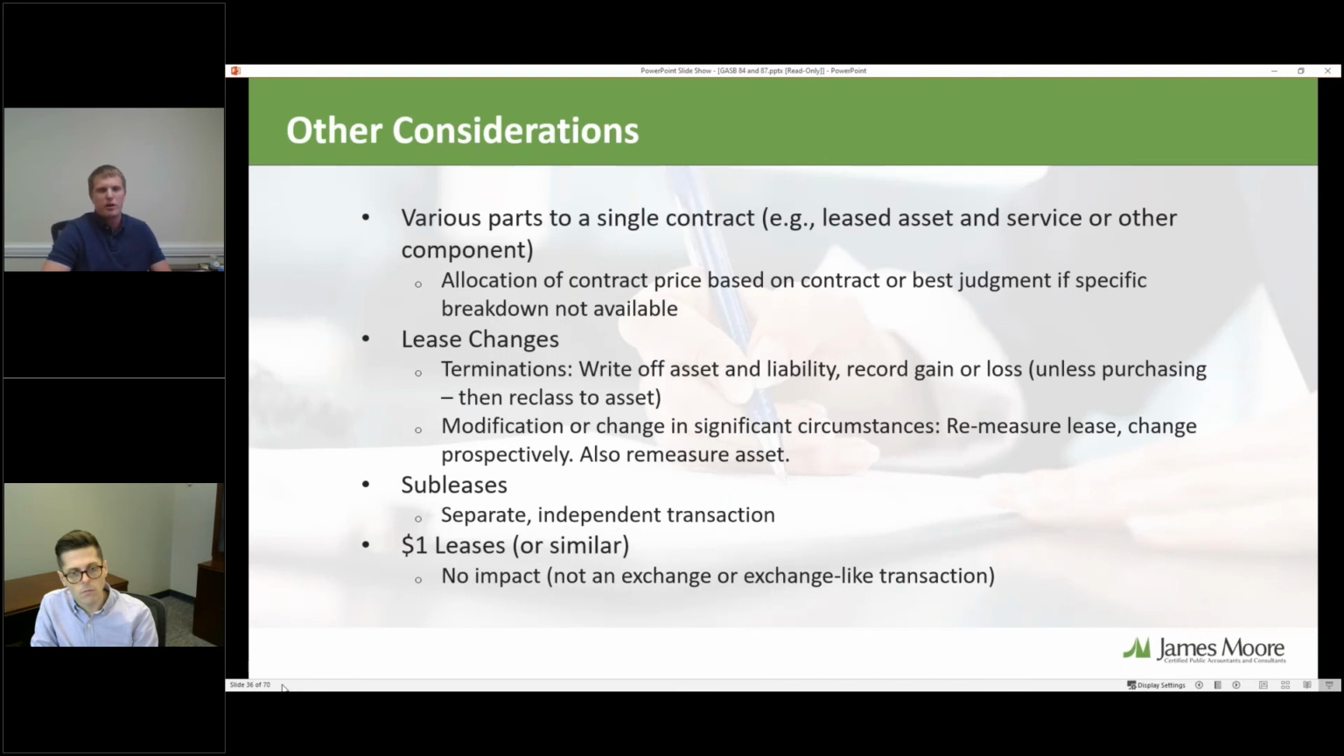And like we mentioned earlier, in the government world, sometimes it's pretty common to see those $1 land leases or something similar. Remember, it's got to meet the exchange criteria as part of the lease definition to be applicable under GASB 87.